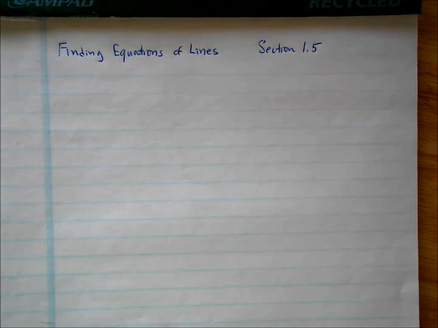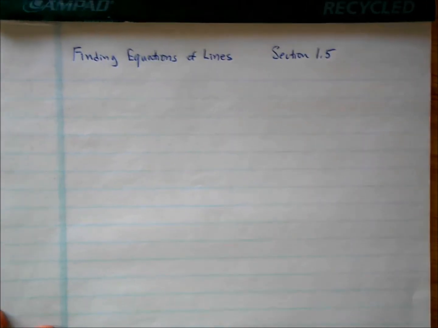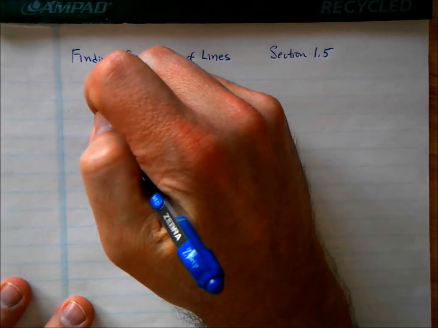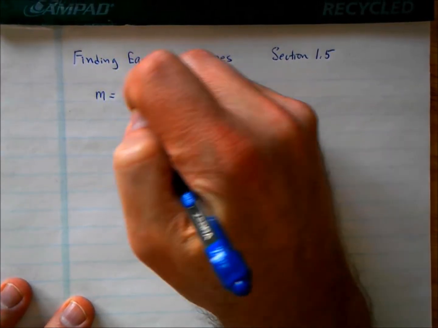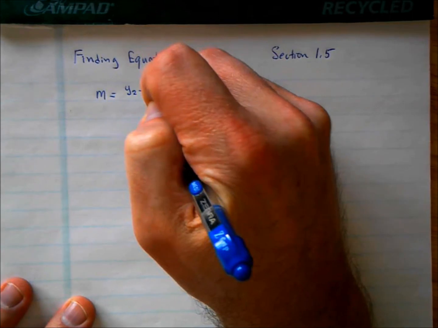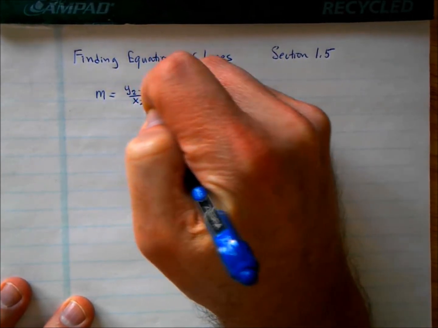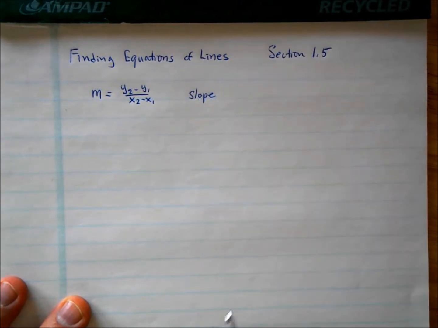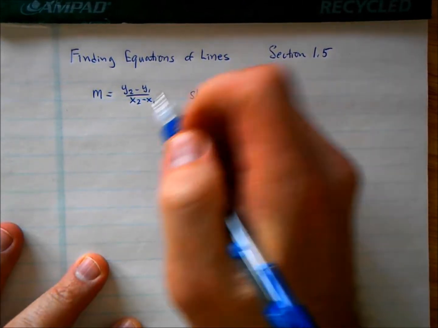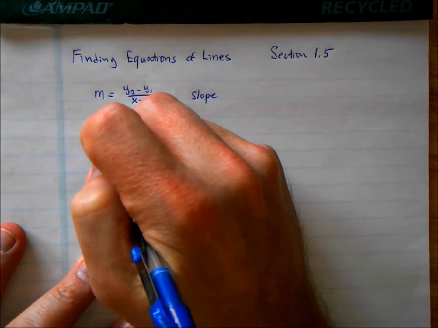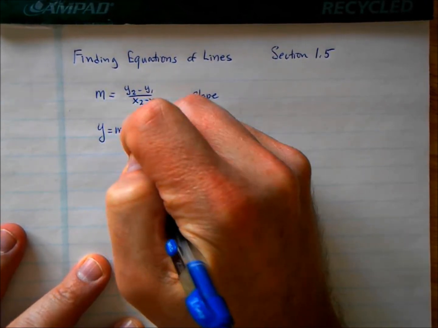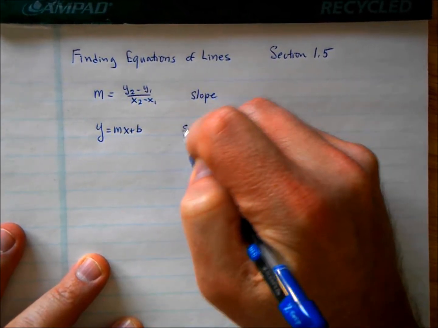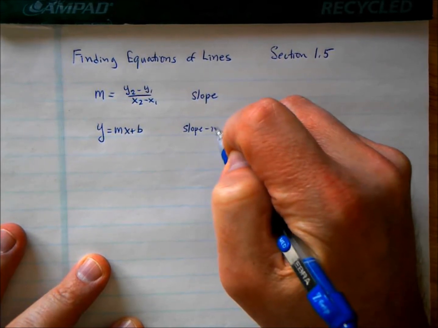In order to do this, there are three formulae you need. Two of them you already know. The first one you need is m equals y2 minus y1 over x2 minus x1. And this is, of course, the slope formula. The second one you will use a lot is y equals mx plus b. And, of course, that's known as the slope-intercept formula.